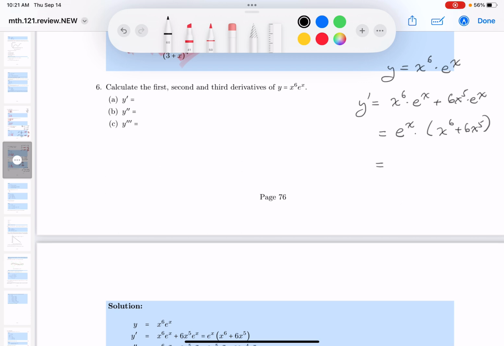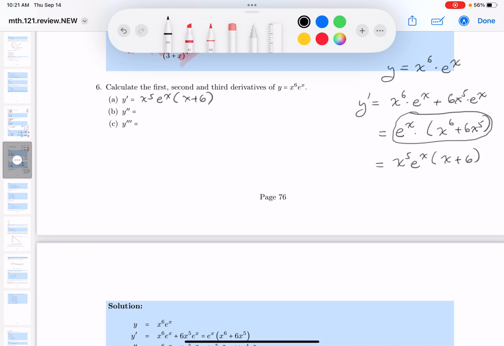However, if you really want to write down a factored form of that, what's it going to be? x^5 would come out, and you get e to the x, and you get x plus 6. I'm going to say that's a preferred answer. I'll write that down for you: x^5, e to the x, and then x plus 6. However, this is the one I'm going to start to differentiate.